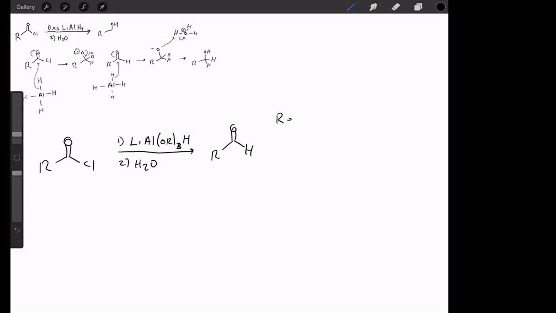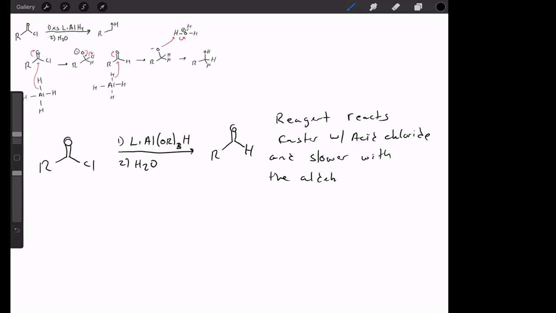And ultimately, the reagent reacts faster with the acid chloride, and not that it doesn't react with the aldehyde. It's just that it reacts much slower, and that means that you can isolate it. Now, let's see, acid chloride. Here's an oldie but a goodie.